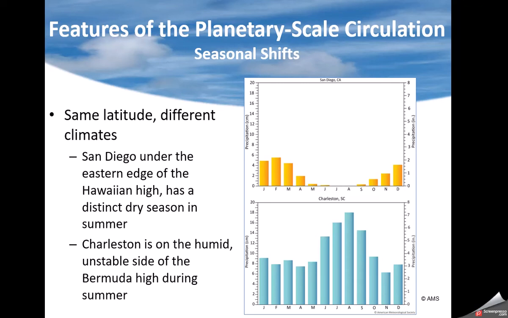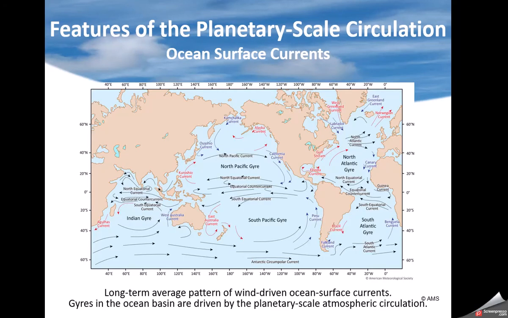Now, Charleston, South Carolina, on the other hand, the winds are coming from the east and around the bottom of the high and up along the east coast of the United States. The Bermuda High, the air is fairly unstable. It's humid. Get lots of showers and thunderstorms in the summertime.